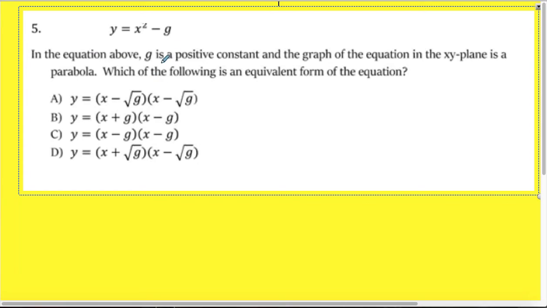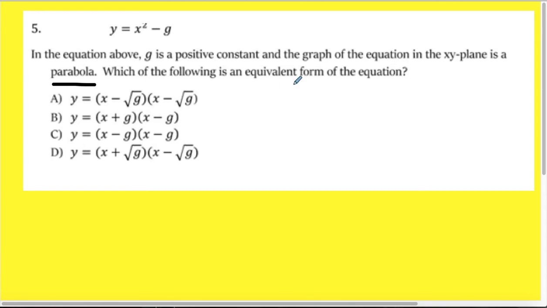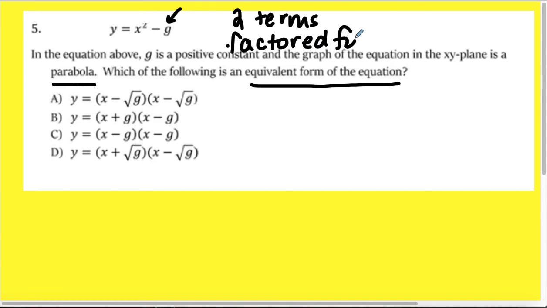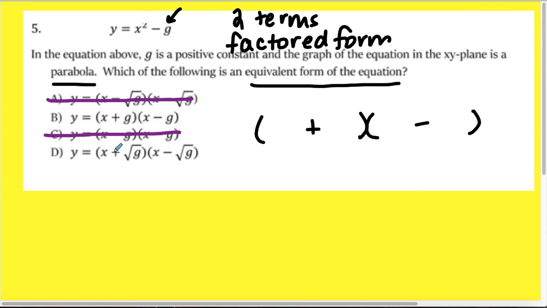In the equation above, g is a positive constant, and the graph of the equation in the xy plane is a parabola. Which of the following is an equivalent form of the equation? Hopefully you're seeing the patterns to these questions now. So I look at it, it's two terms. I would know that one way I could write it would be in factored form. So I can use the factor pattern of the difference of squares to help me. So I know one's going to be plus, one's going to be minus. I might even go to my answers and get rid of A and C because they're not plus and minus. And then I would do x plus the square root of g, x minus the square root of g.